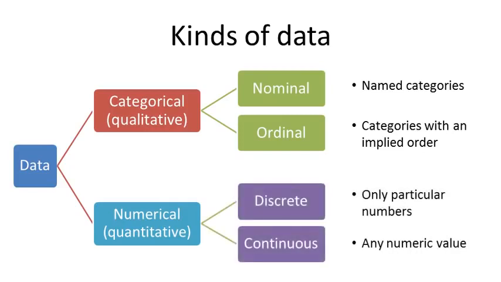Numerical data we also break up into two kinds. Discrete data is where only particular values are allowed, usually only whole numbers, like how many cars or number of children. Continuous data is where any value in range is allowed. Mass of the cars, children's heights, any numeric value is possible, so that's continuous.